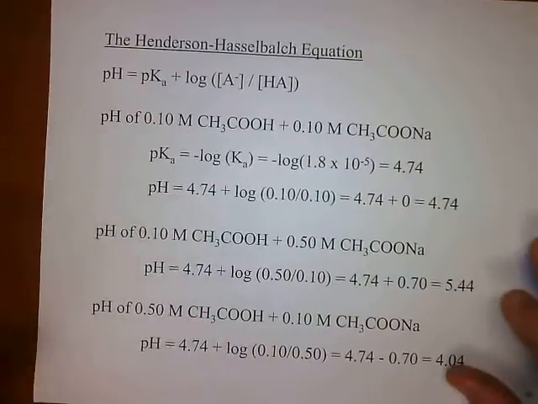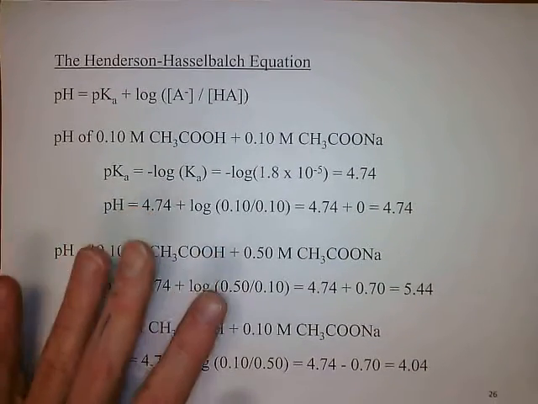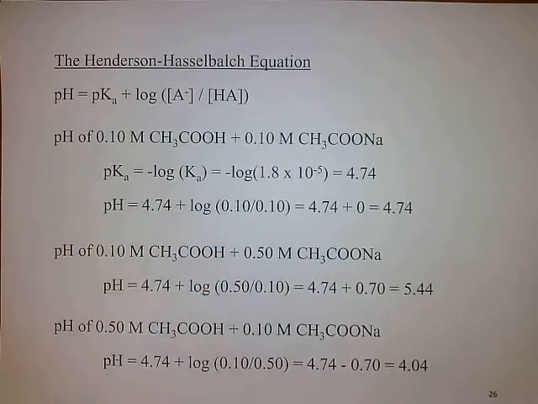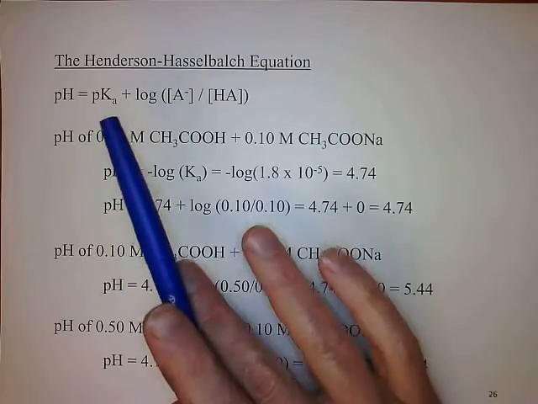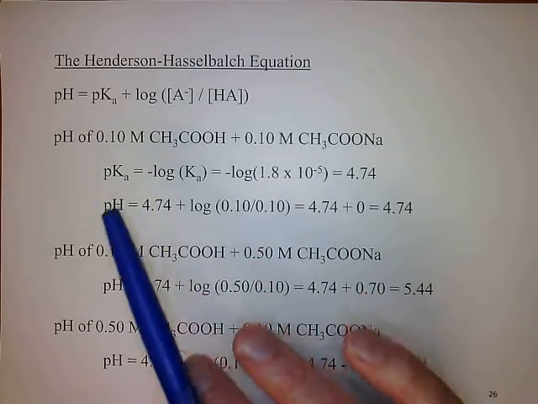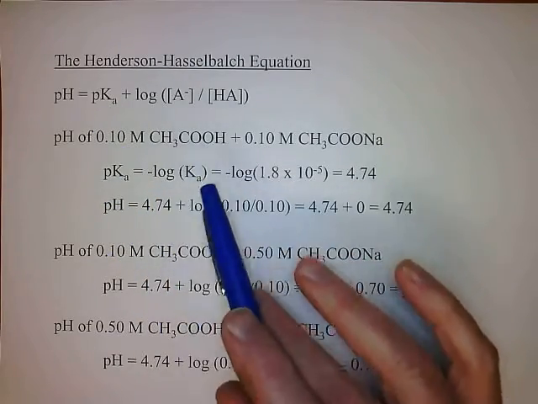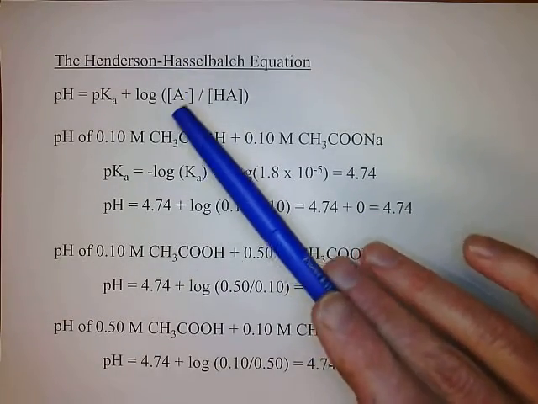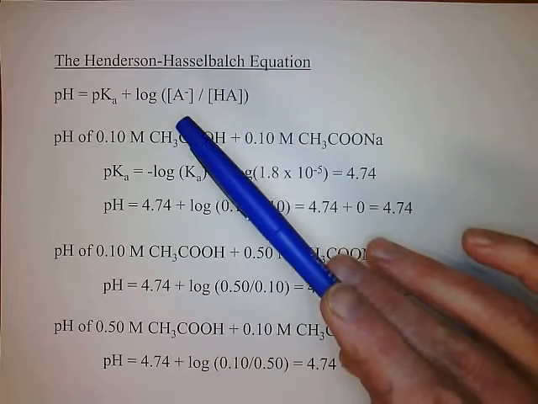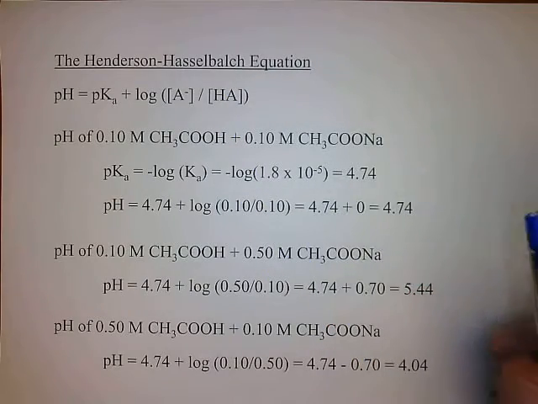The easier way to do it is with the Henderson-Hasselbalch equation, okay, and that is simply this equation, that the pH is equal to pKa plus the log of the ratio of the anions. So in other words, the anion form or the base form divided by the acid form.